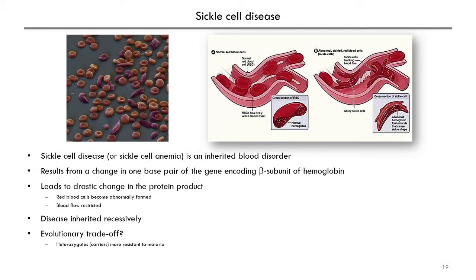An example from your textbook is sickle cell disease, or sickle cell anemia, which is an inherited blood disorder. It results from a mutation, a change in one base pair in the gene encoding the beta subunit of hemoglobin. This leads to a drastic change in the protein product, and the result is that the red blood cells that carry hemoglobin are abnormally formed and blood flow becomes restricted.